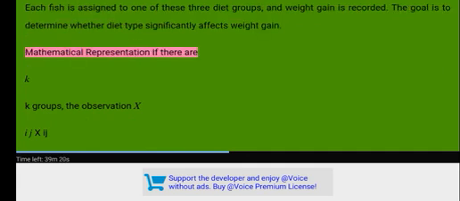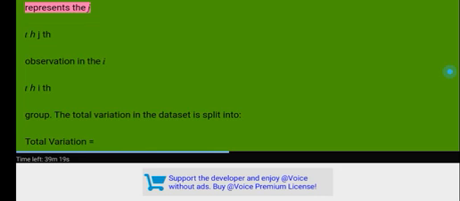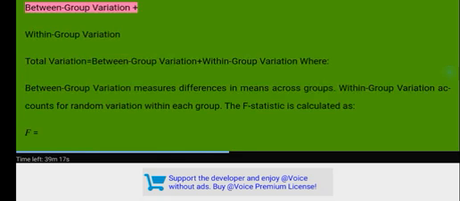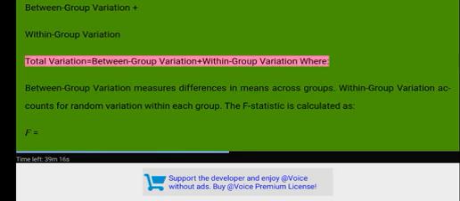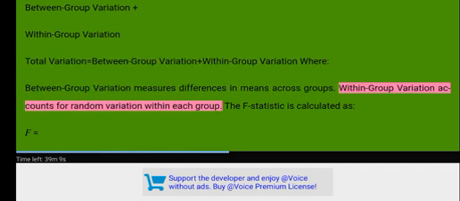Mathematical representation. If there are K groups, the observation X_ij represents the jth observation in the ith group. The total variation in the dataset is split into: total variation equals between group variation plus within group variation, where between group variation measures differences in means across groups. Within group variation accounts for random variation within each group.